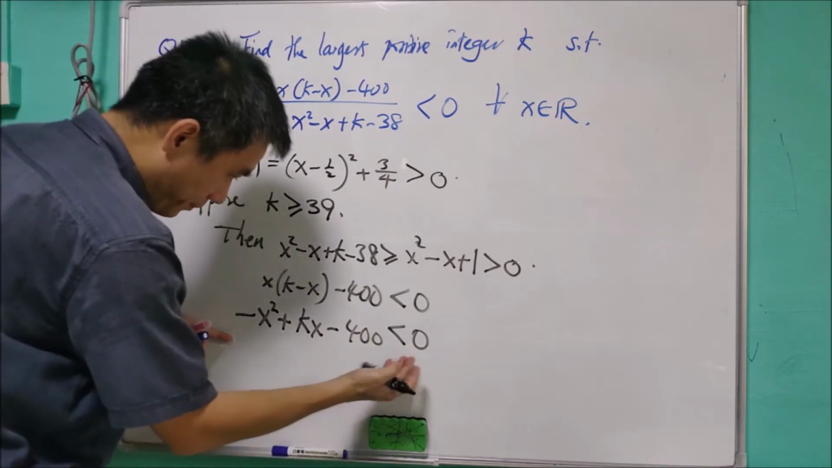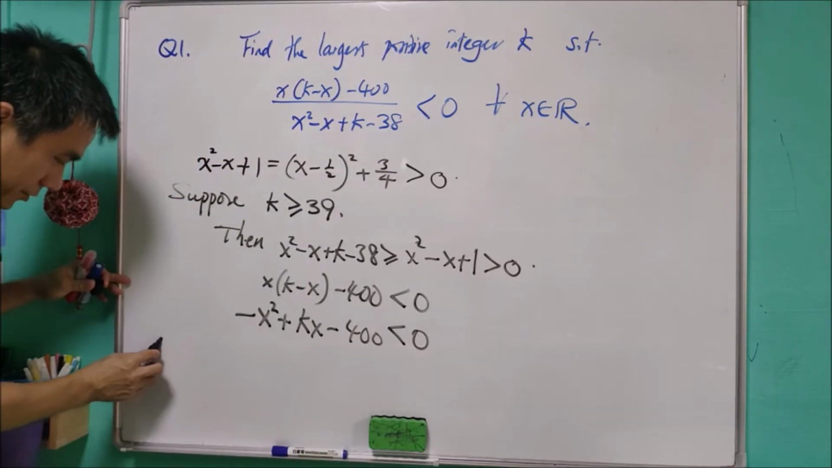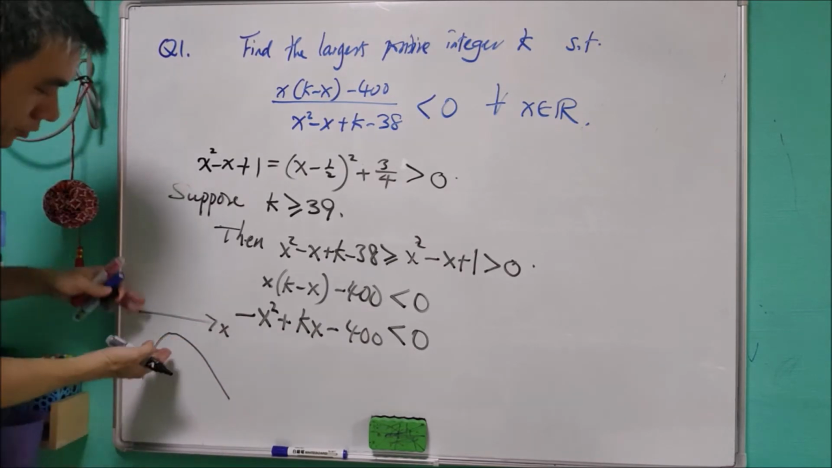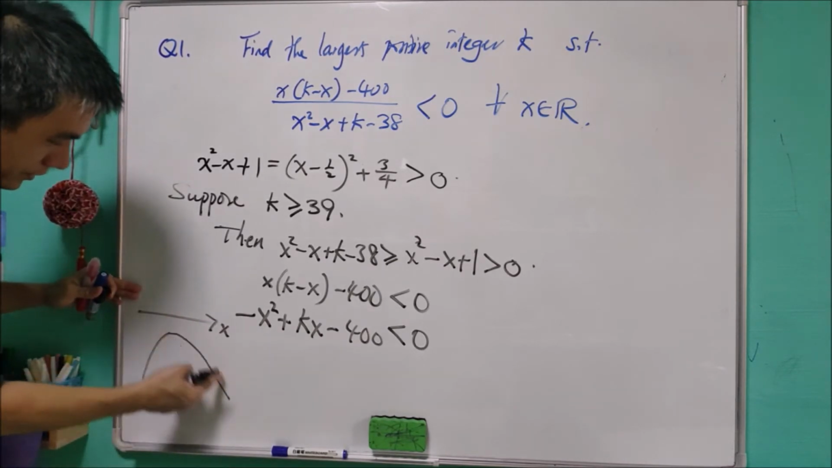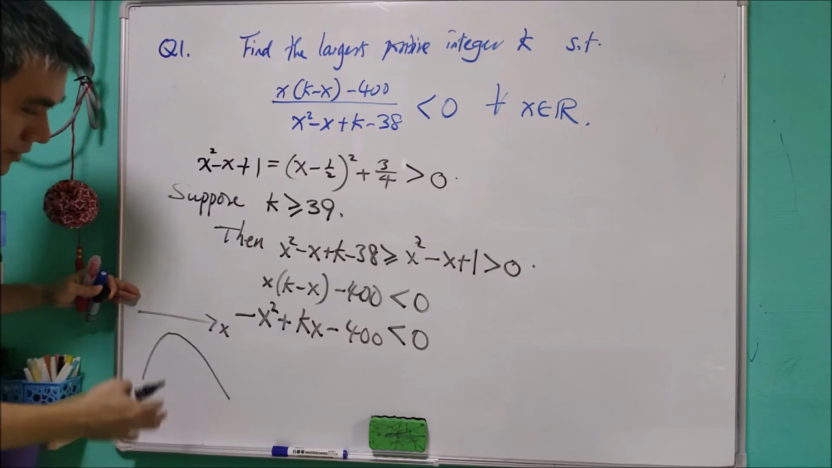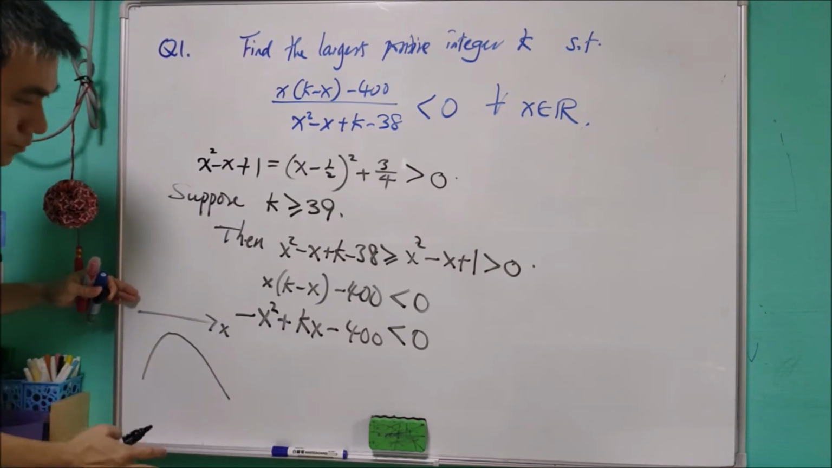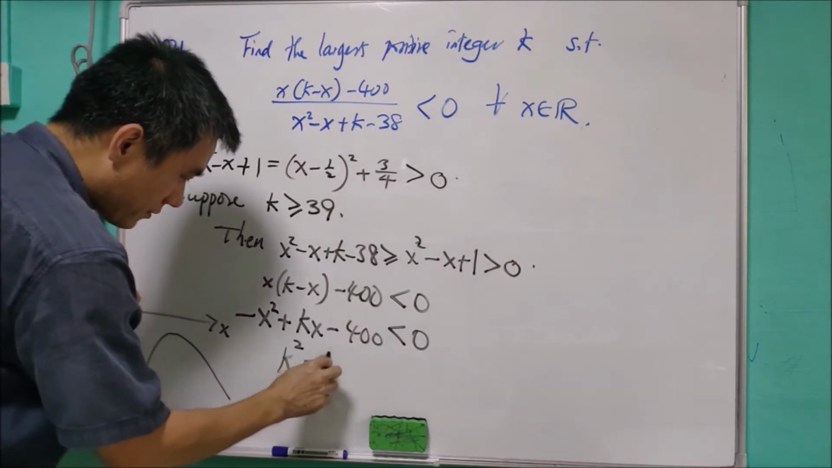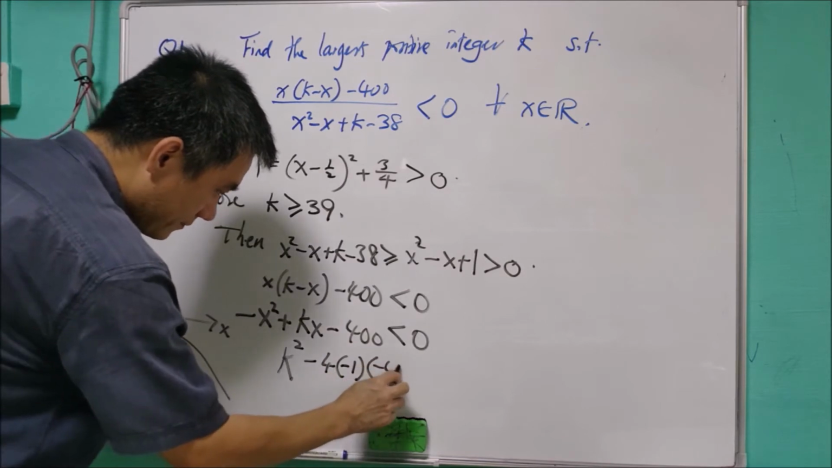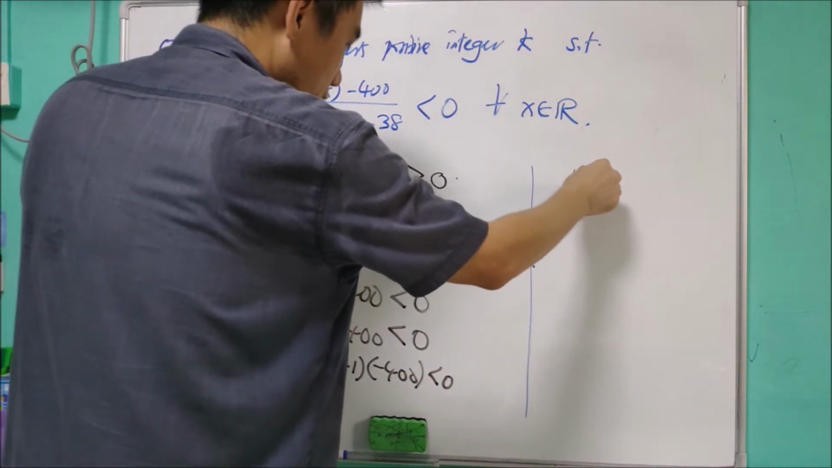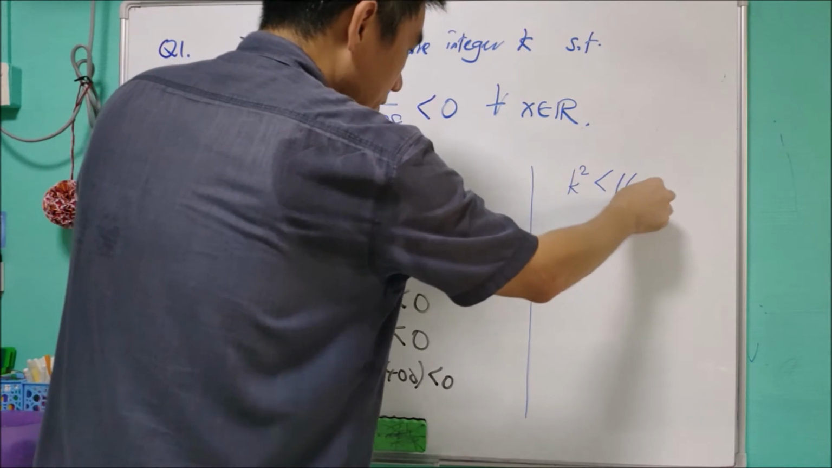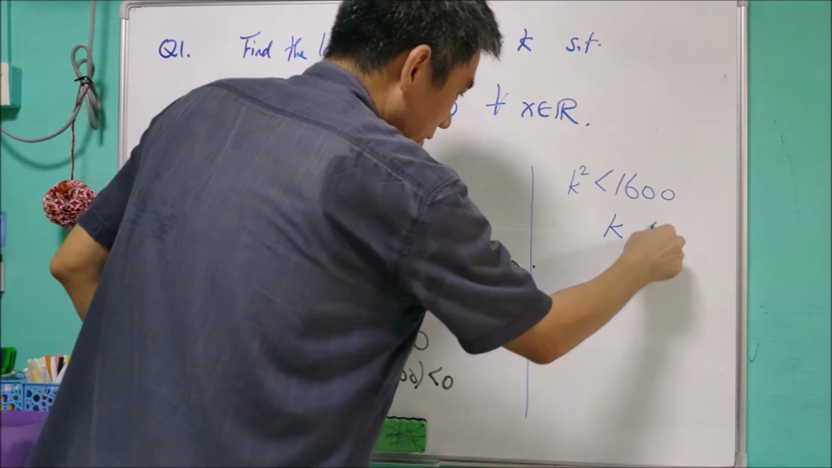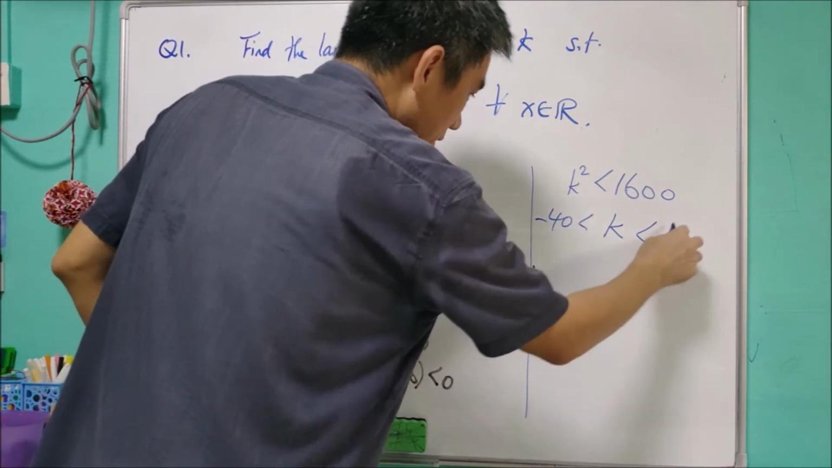This inequality is possible because the graph will be something like this, and this is the x-axis. Now note that there is no intersection between the curve and the x-axis. It will mean that the discriminant should be negative. The discriminant is b squared minus 4ac. So this means that k squared is less than 1600, so k is in between negative 40 and 40.